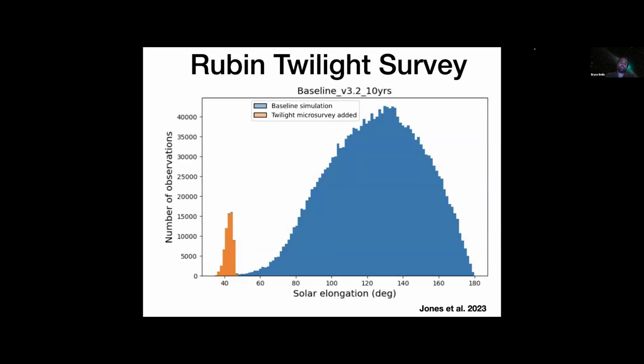In addition to ZTF, Rubin Observatory is planning to do a twilight survey to look for inner Venus objects. This is from a presentation by Lynn Jones, where she shows the survey pointing and solar elongation distribution for the Rubin Observatory baseline survey strategy. And in orange, we have the twilight survey microsurvey. And one thing I want you to notice is that these are highly concentrated towards solar elongations around 40 degrees.